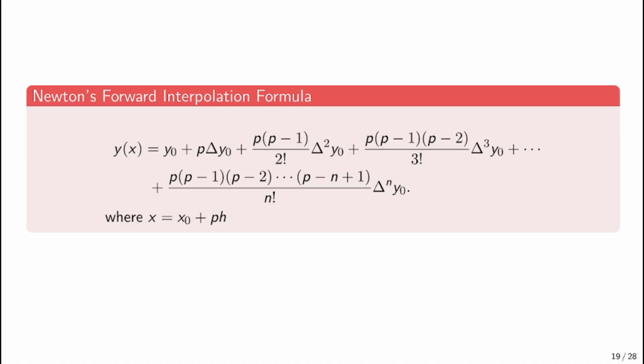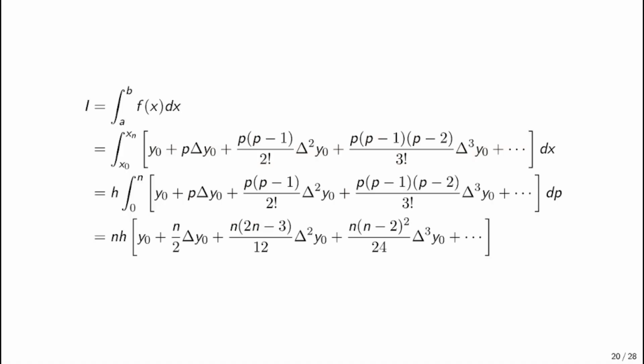Let us look into Newton's forward interpolation formula. y of x is equal to y0 plus p delta y0 plus p into p minus 1 by 2 factorial delta square y0, where x is equal to x0 plus ph. The integral will be I equal to integral from a to b f of x dx, which is equal to integral from x0 to xn of y0 plus p delta y0 plus p into p minus 1 by 2 factorial delta square y0 dx.